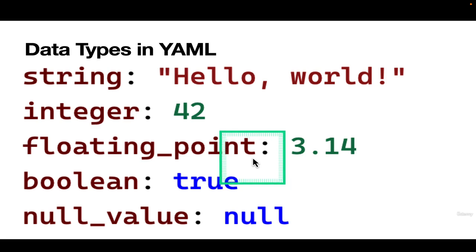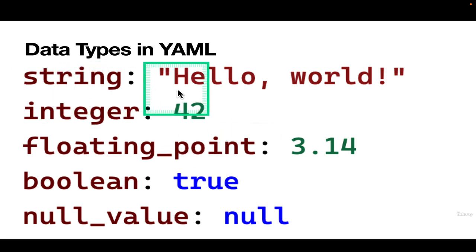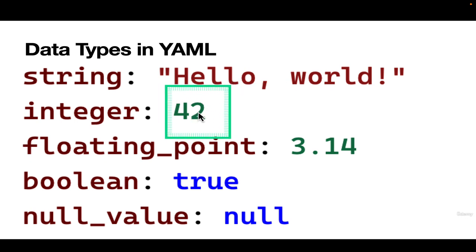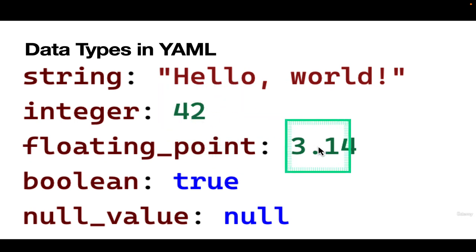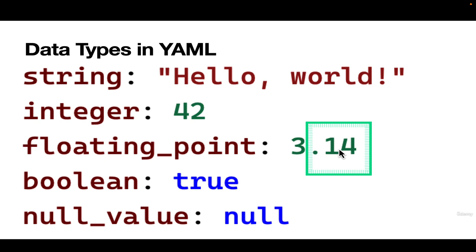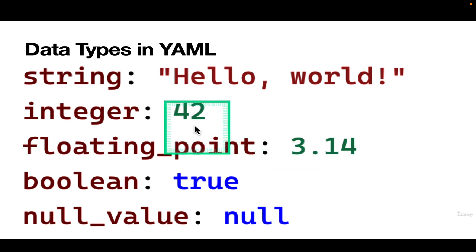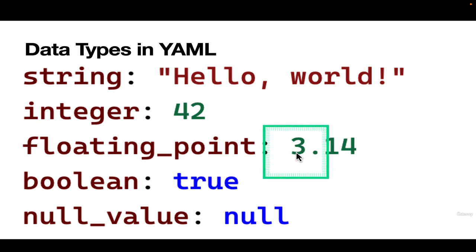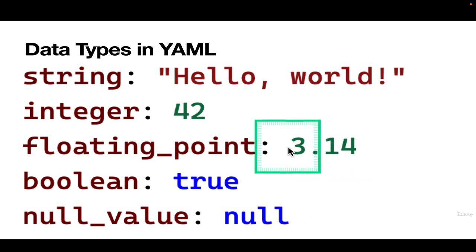So data types in YAML. First we have string. Strings can be enclosed in single or double quotes, or can be unquoted in certain cases. I'll be covering all those. Numbers can be integers. Here we have integers. Floating point values. This is a floating point value without quotes. So there is no quote. If you put double quotes around it, it will no longer be a floating point. It will become a string.